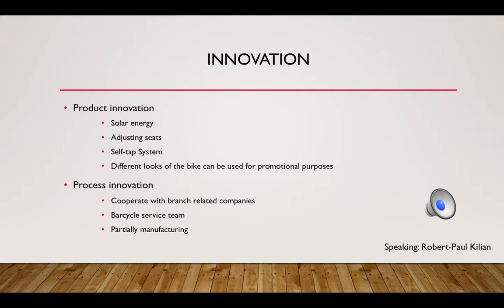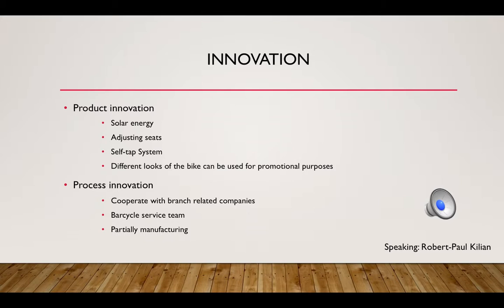And besides these innovations, our product can also take different looks and therefore can be used for promotional purposes. For example, think of a local restaurant. They can use our bar cycle by putting advertisements on the sides, giving them the color of their restaurant, or for example, using their slogans on all different types of marketing that can be used in and around the bar cycle. Then next, I want to talk to you about process innovation.